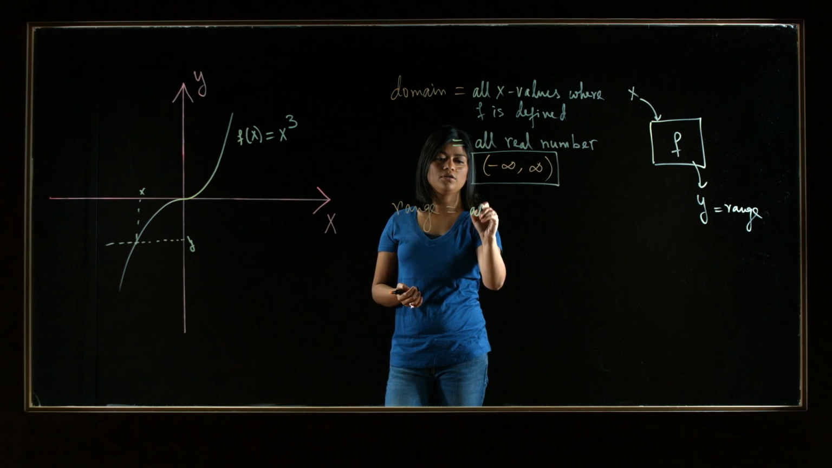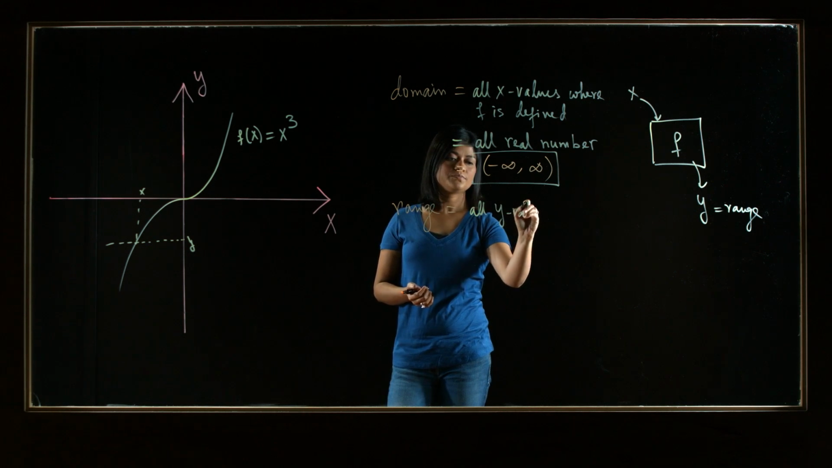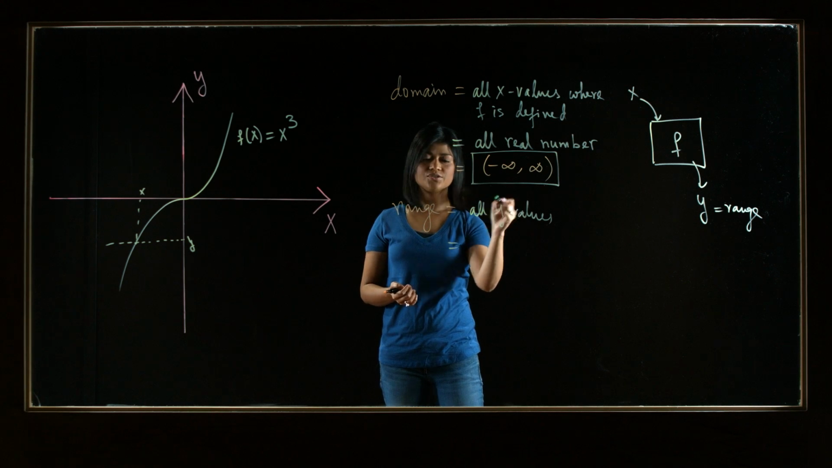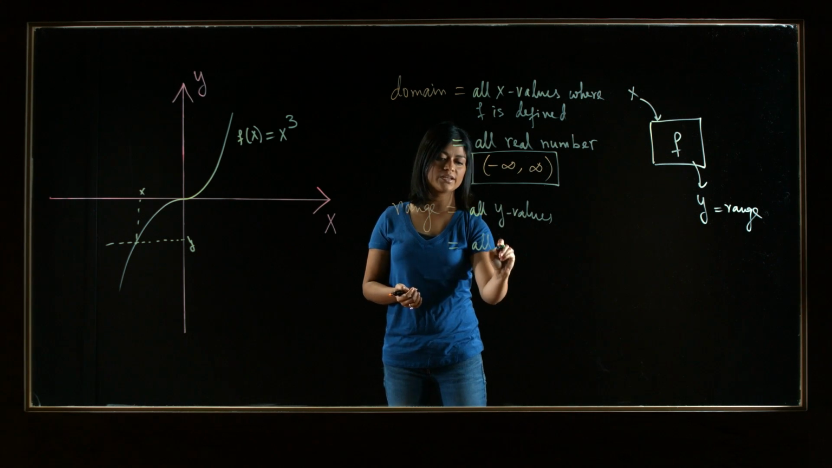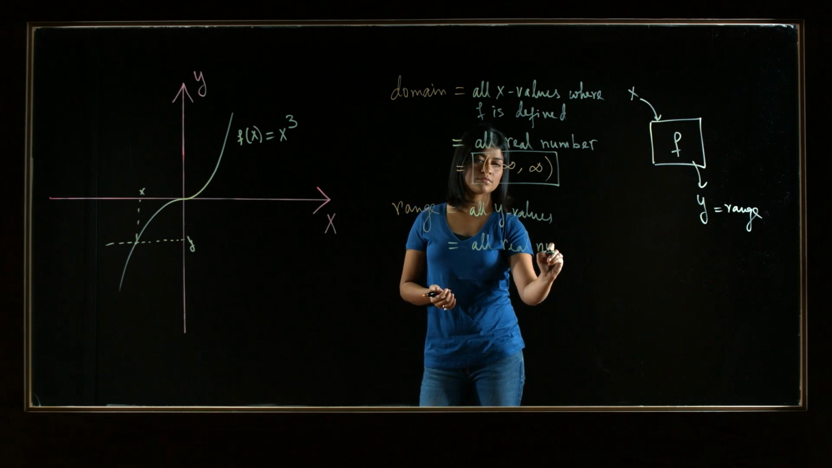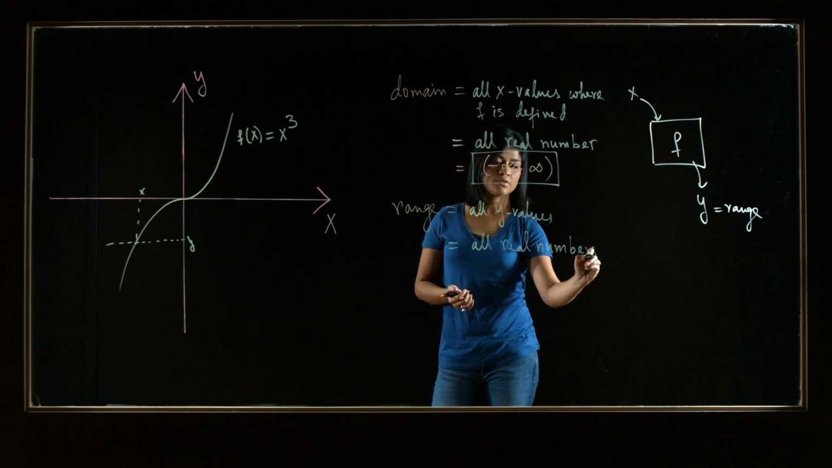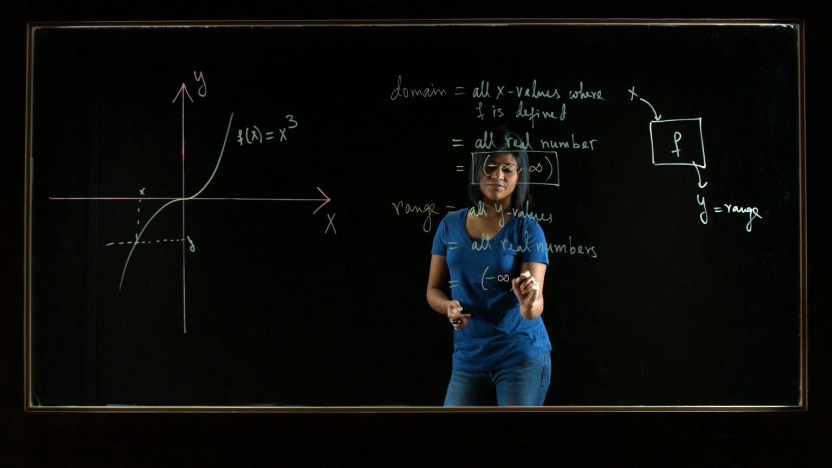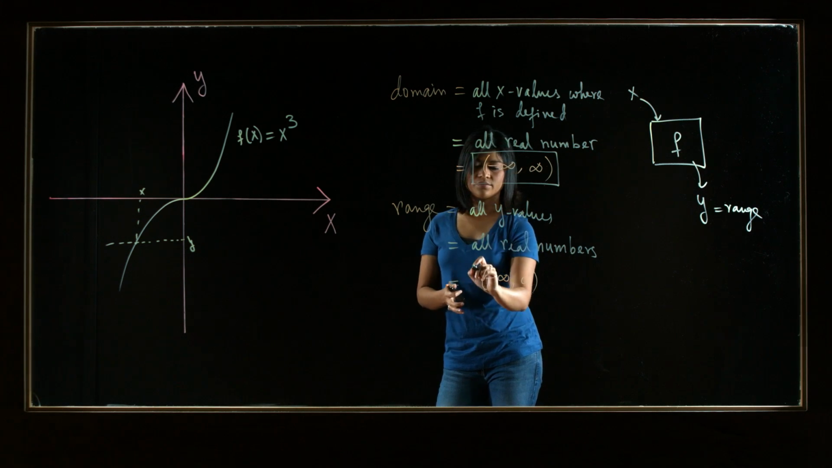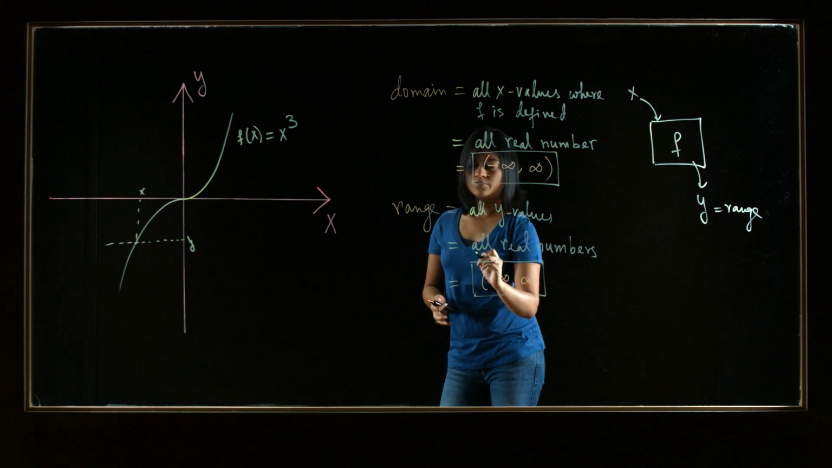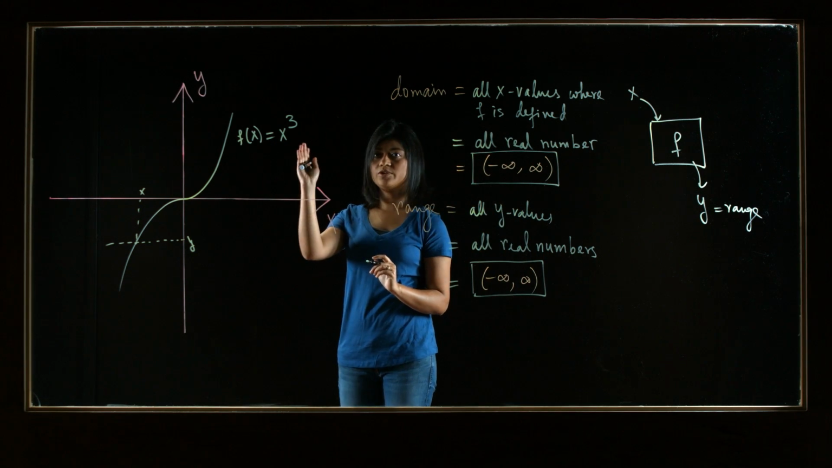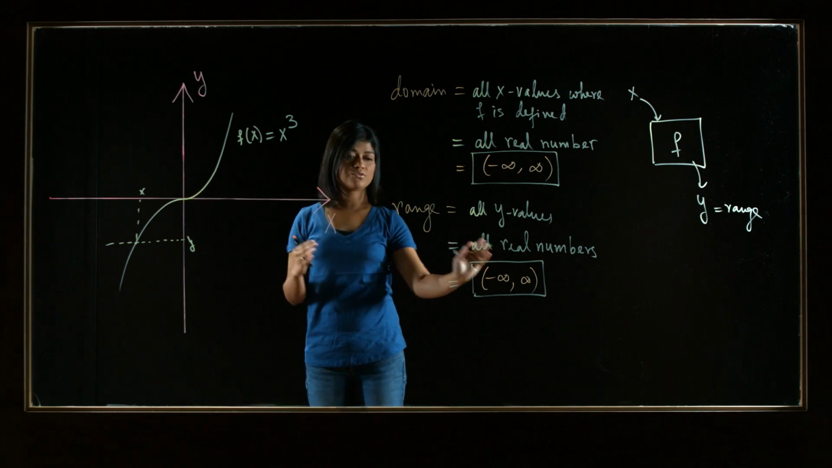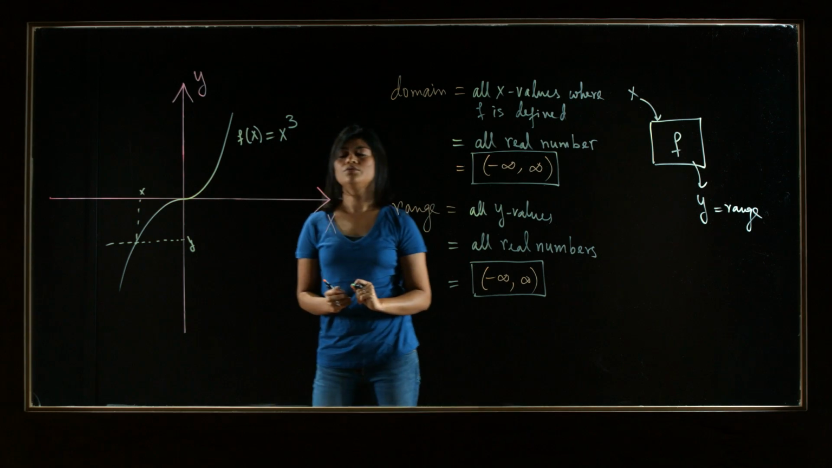So this is all the y values that are outputs, and it turns out in this case this will be all real numbers. Again, in set notation, that is negative infinity to infinity. So for the function y equals x cubed or f(x) equals x cubed, the domain is the whole real line, and the range is also the whole real line.